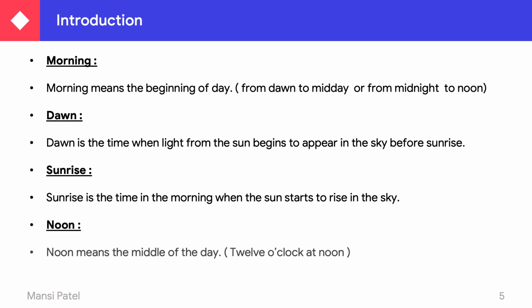Then noon. Noon means the middle of the day. We use this word noon only with 12 o'clock. We can say noon only and only at 12 o'clock. If it is 1 o'clock, then we can't use the word noon with 1. We can say it's 1 o'clock in the afternoon.